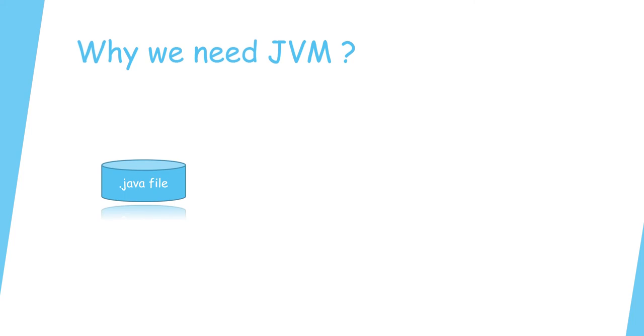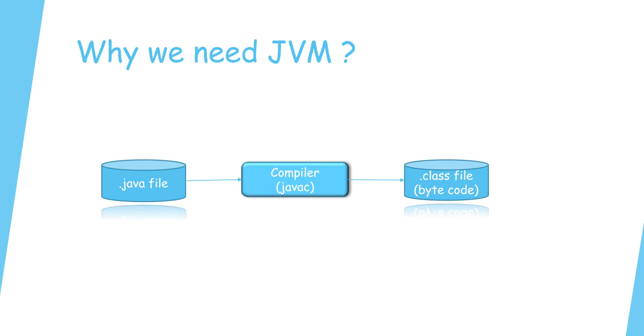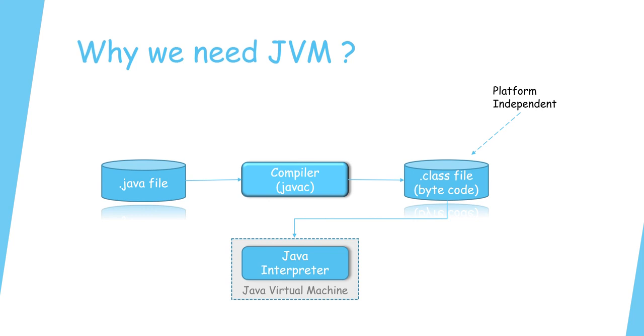Coming to Java, on compilation, the program is not directly converted into the machine code. Rather, it is converted to an intermediate file called a bytecode, or we also call it a .class file. Bytecode is platform independent, but it is not something which the machine understands. So in order to execute it, we first need to convert it into the machine readable format, which is done by the Java interpreter, which is a part of JVM.